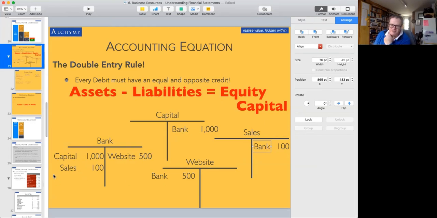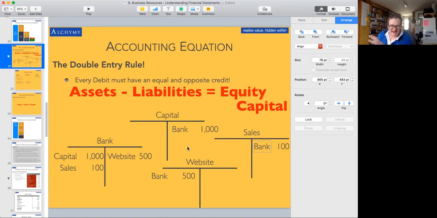And then what we're able to track is what's happening in each account. So my bank account is now worth 600 euro. If I balance it out between the two, I have 1,100 on one side and 500 on the other side. It means that if I cancel things out, I'm going to be left with 600 on this side here. So my business has 600 in cash now, which sounds like it's worse off because I put 1,000 in, but I also have an asset worth 500, which is my website.